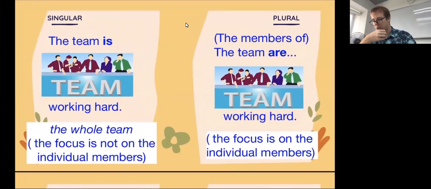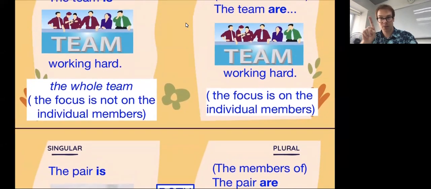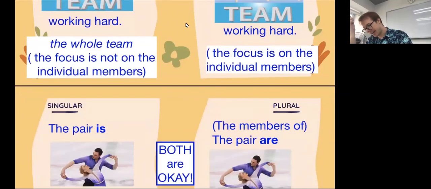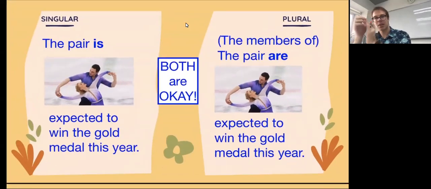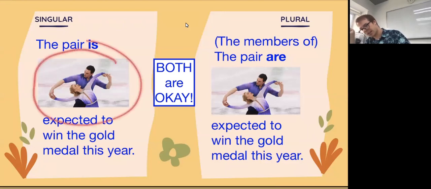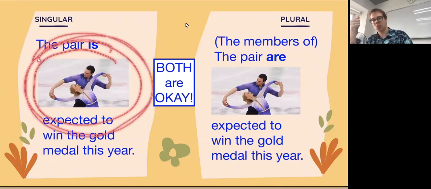So if I keep looking, I'll show you another example. This word is also very tricky. If I say pair, we use a pair for a group of 2. So if I say pair, is that singular or is it plural? Well, again, it depends on the situation. If I say the pair is, I'm thinking of the 2 dancers or the 2 ice skaters as one idea, as one unit. The pair is expected to win gold this year.